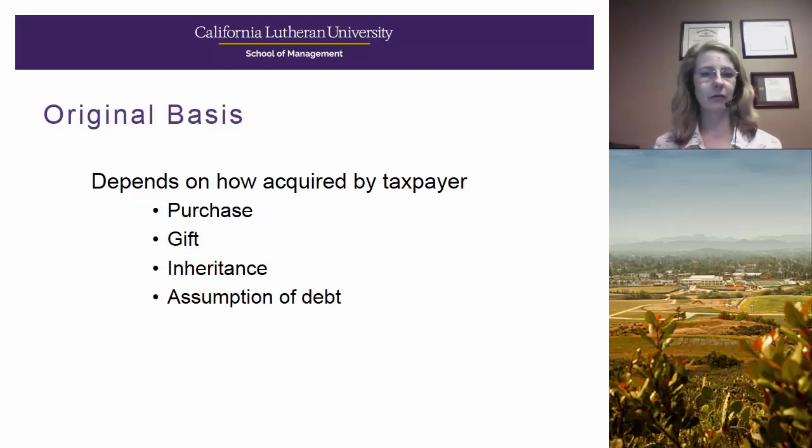We'll talk about a variety of different basis terms, and we're going to start out with original basis. Original basis depends on how the taxpayer acquired the property. In a purchase, the original basis is basically going to be the purchase price, and that could be cash or other property. Gift basis generally is carryover basis, so the basis in the hands of the donor becomes the donee's basis. Inherited basis generally is a step up in basis. And also remember that the assumption of debt does affect a taxpayer's basis in the property.